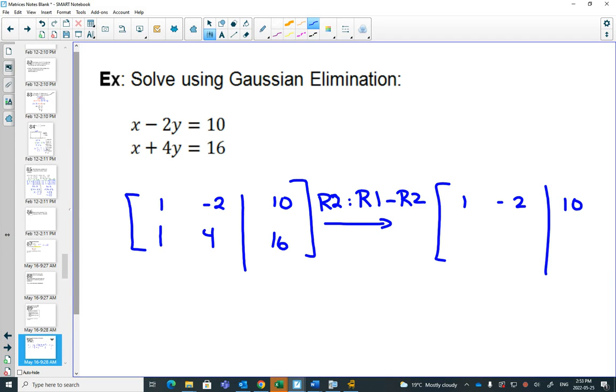It's still 1, negative 2, and 10. But if row 2 is now becoming row 1 minus row 2, 1 minus 1, that would give me 0 here. Negative 2 minus 4 will give me negative 6. And 10 minus 16, negative 6.